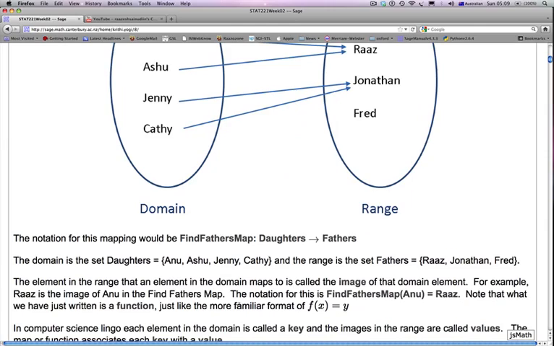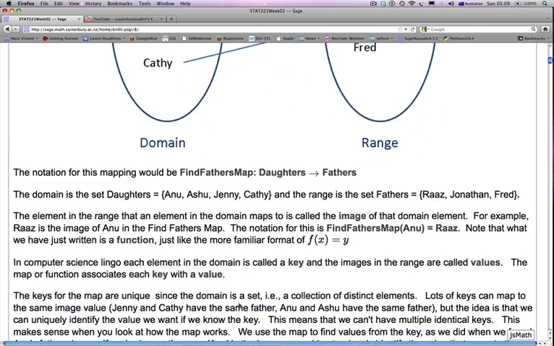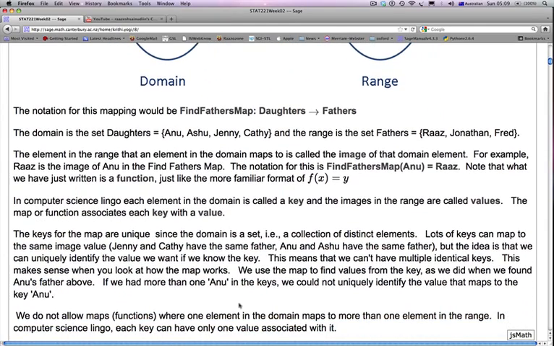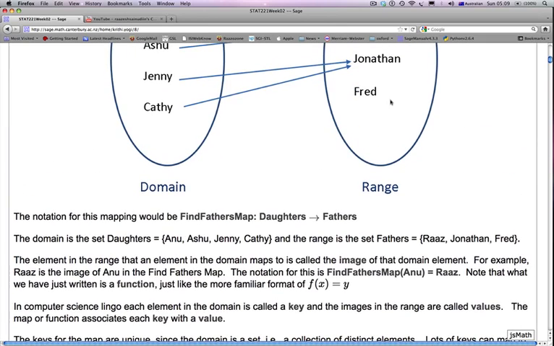The notation for this mapping would be FindFathers map, colon, daughters to fathers. This arrow is a "to". The domain is the set daughters equals the set containing Anu, Ashu, Jenny, Kathy, and the range is the set fathers, which is the set containing Raz, Jonathan, and Fred. Okay, look, here is Fred.